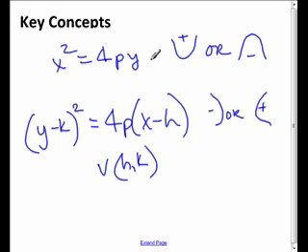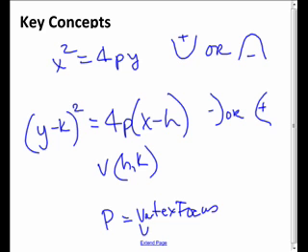In all of these, one of the critical numbers that often people miss is this p-value. And the p-value is that critical one that tells me the distance between the vertex and the focus, or the vertex and the directrix.